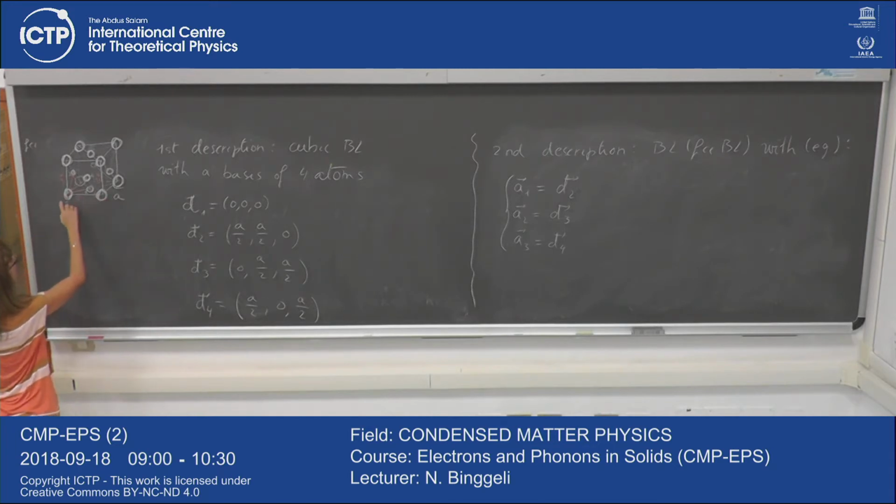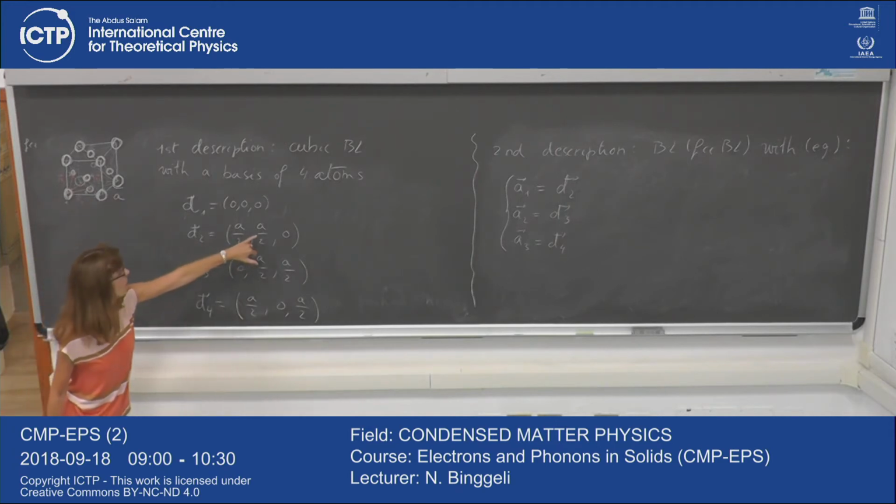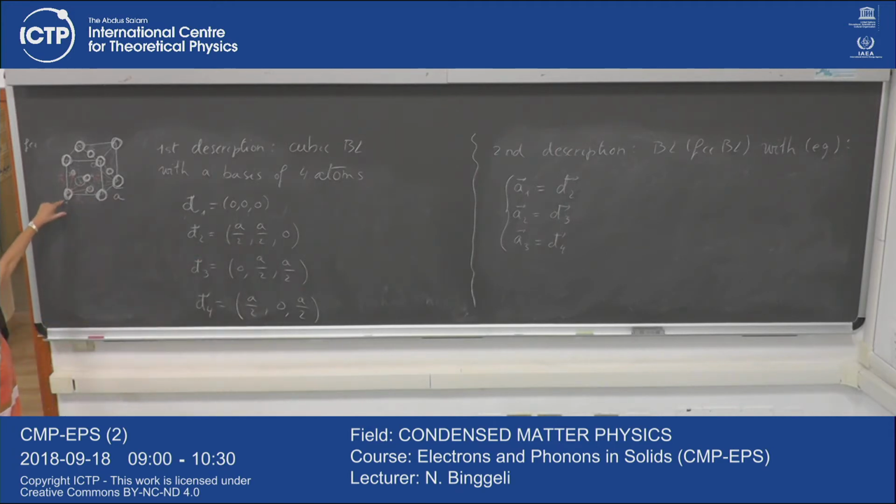This would be the center of the diagonal. The length of this is the square root of 2 divided by 2 times a. But the coordinates are a over 2 times a1 plus a over 2 times a2, in the cubic cell.